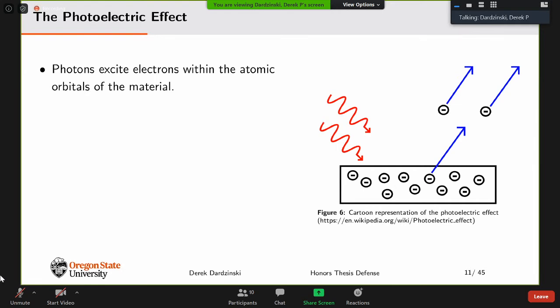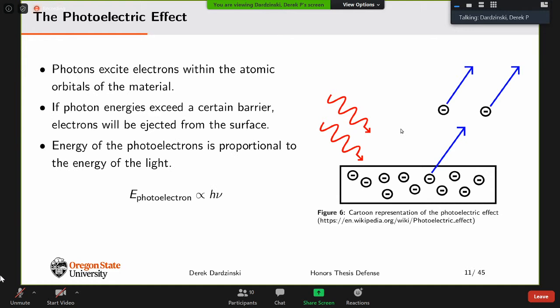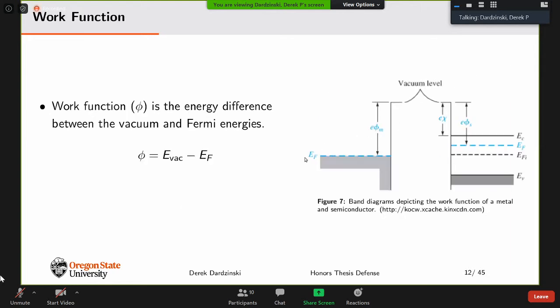The main principle of XPS is the photoelectric effect, and that is when photons excite electrons within the atomic orbitals of the material. If those photon energies exceed a certain barrier, the electrons will be ejected from the surface. You can see the red photons coming in here in this cartoon depiction, and they eject photoelectrons. The energy of the photoelectrons is proportional to the energy of the incoming light. That energy barrier I discussed is called the work function.